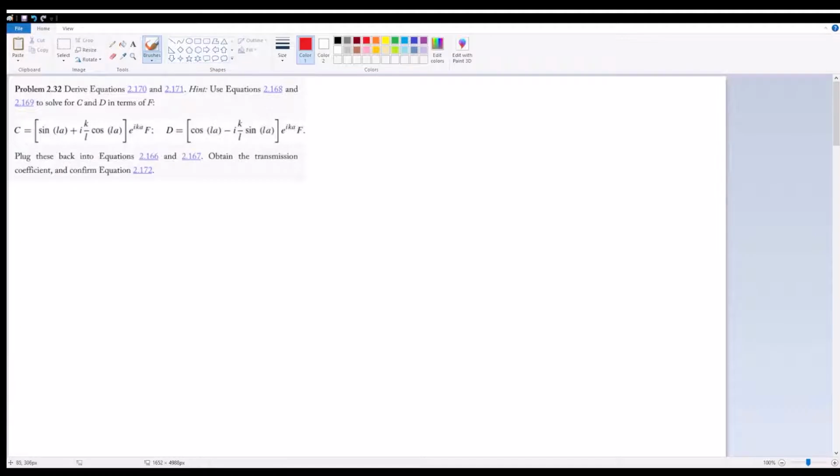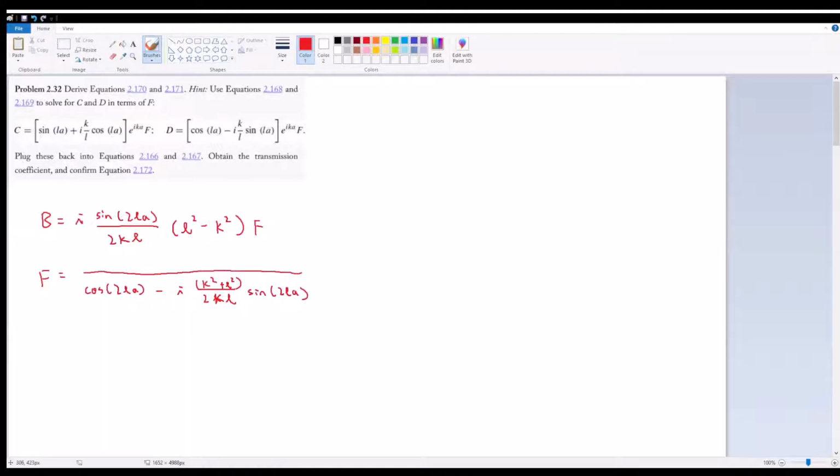as B being equal to i times sine 2la divided by 2kl times l squared minus k squared times F, and F being equal to, at the bottom, cosine 2la minus i times k squared plus l squared over 2kl multiplied by sine 2la, and then at the top we have e to the negative 2ika multiplied by A. So our goal is to get these two from the finite well.